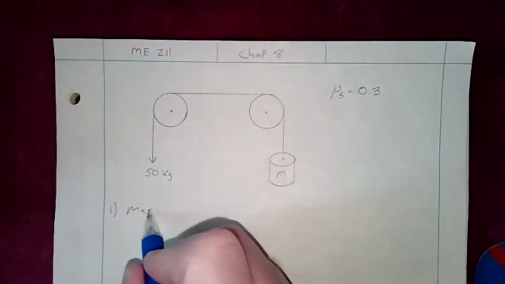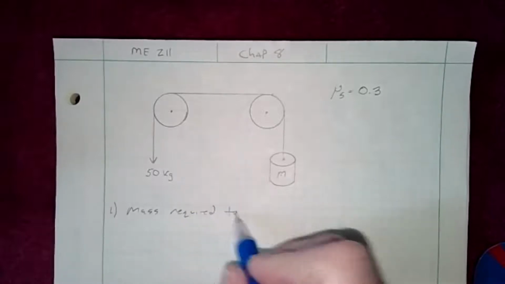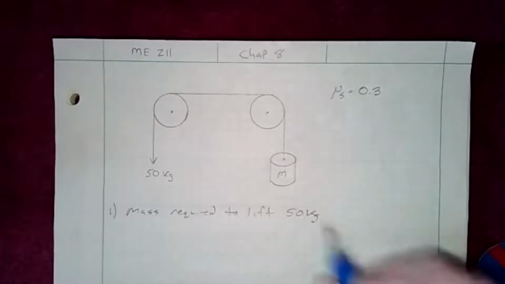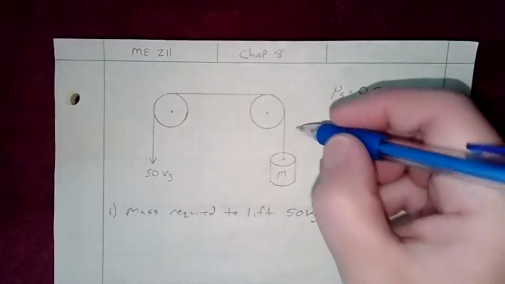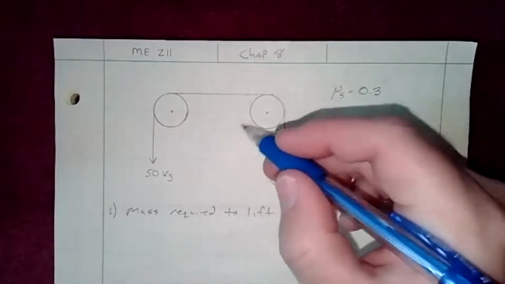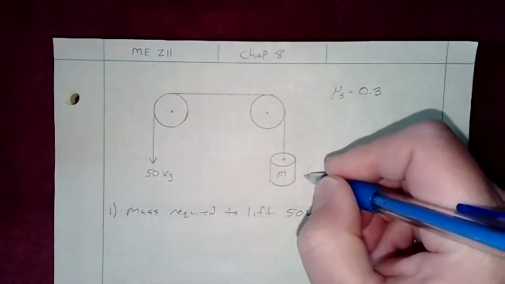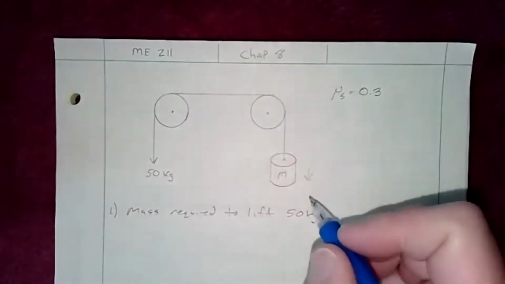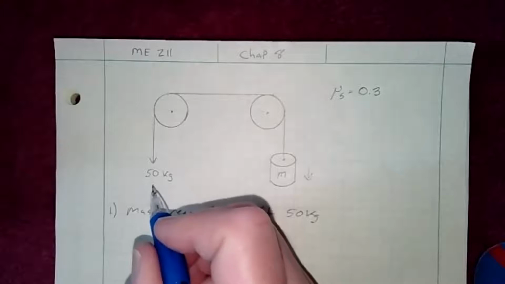The mass required to lift the 50 kilograms. All right, so what does it take? Because this is the side that's going to have to overcome friction, because we're going to have to pull this down. It's going to have to overcome the friction here and the friction there. Then this side is going to be the T2. This side is going to be the T1.